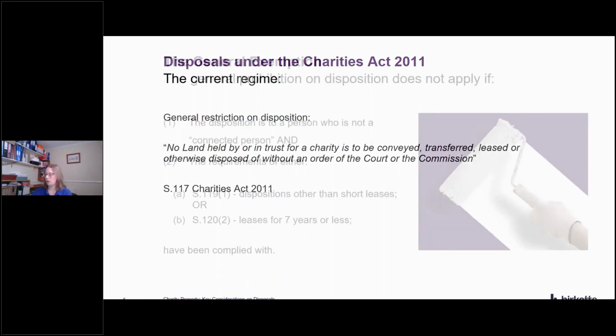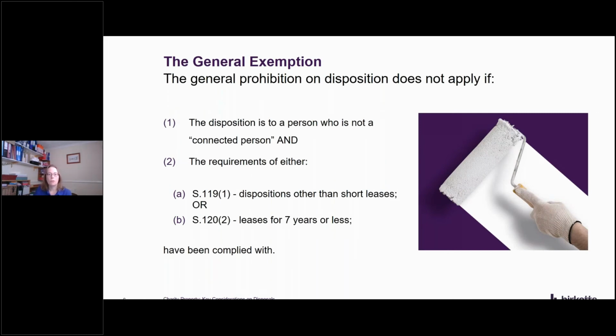I will now move on to explain the exemptions from that general default prohibition. So, the default position will not apply if the disposition is to a person who is not a connected party and the requirements of Section 119 and Section 120 are complied with. So that sounds rather confusing, but it's not as confusing as it looks. Hopefully I can explain.